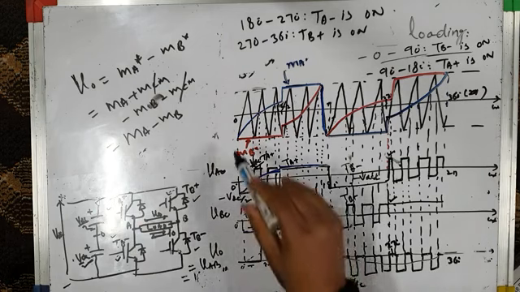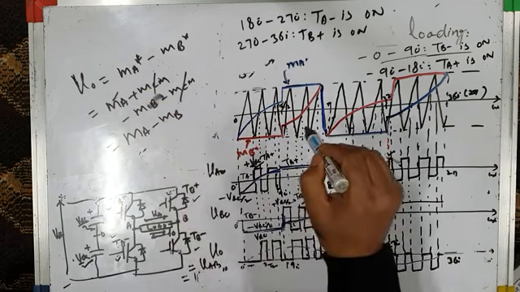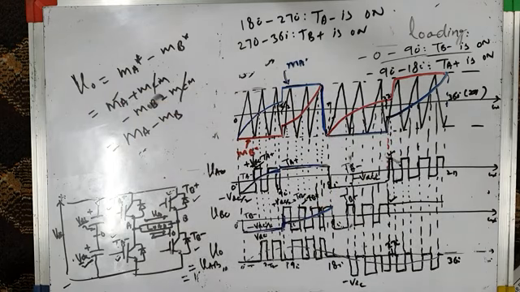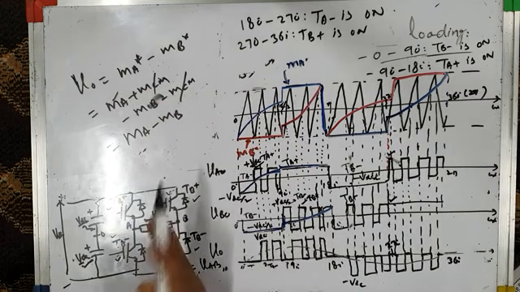So why did we distort these modulating waves? Why didn't we let them be sinusoidal? We distorted them for the purpose of bus clamping, because it resulted in bus clamping of both the legs. For example, for 0 to 90 degrees, which leg was clamped? Leg B was clamped.